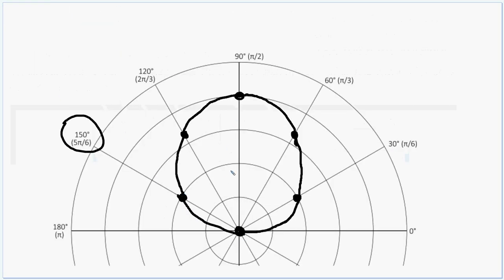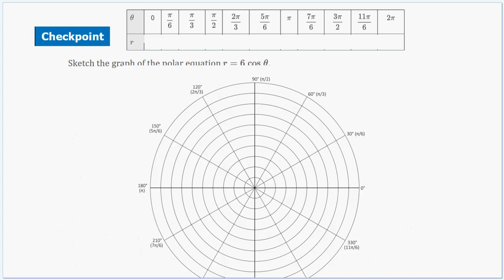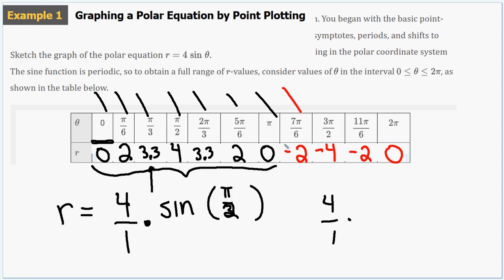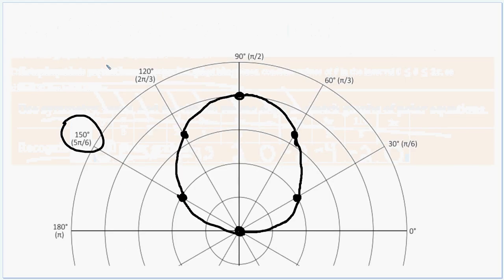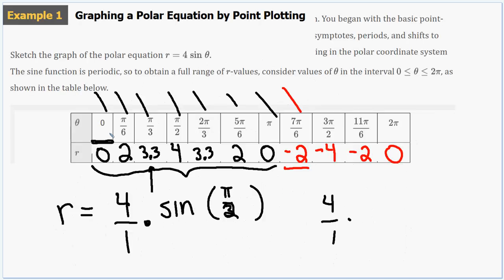So it looks like, if my graphing skills were a little better, that should be a circle. Let's keep going. At 7 pi over 6, it's now negative 2. If we come down here to 7 pi over 6, we would go negative, which is going to shoot us back this way, 1, 2. So yeah, that dot landed right on top of that one.